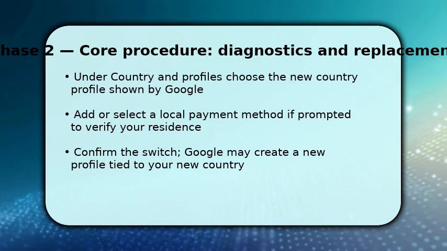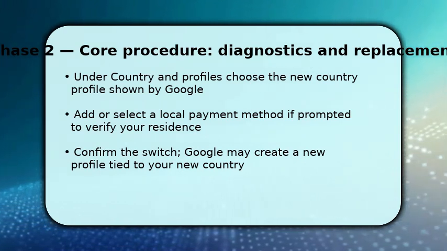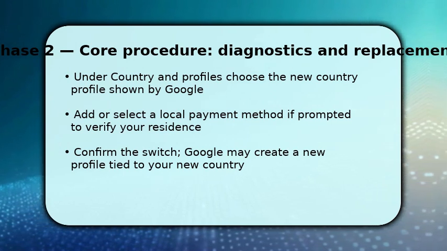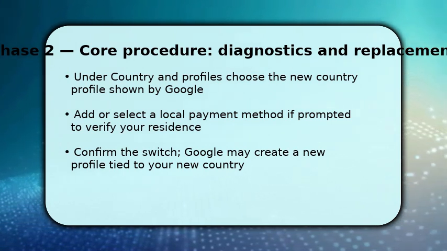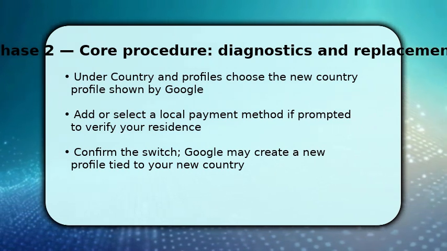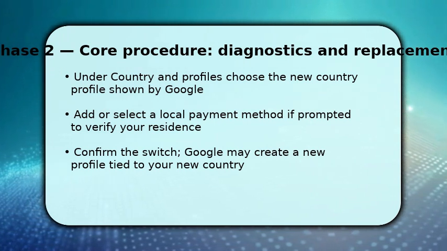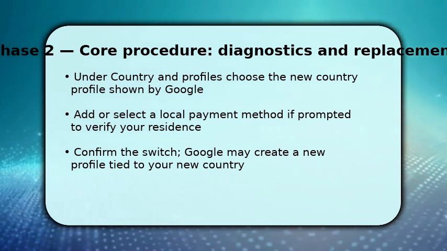Next, find Country and Profiles and look for the new country option Google shows based on your IP or payment method. Select it. You may need to add a local payment method to verify residency, so have card or Google Play balance ready. Once you confirm, Google creates or switches to a country profile tied to that country.